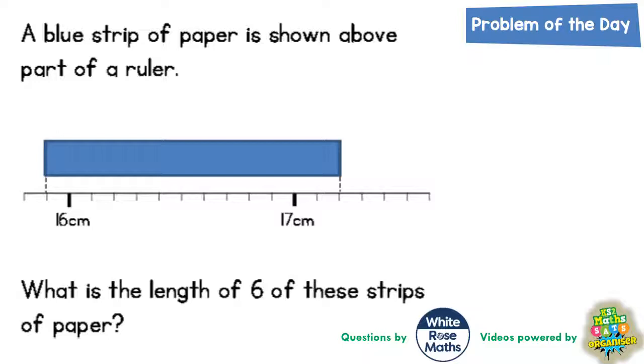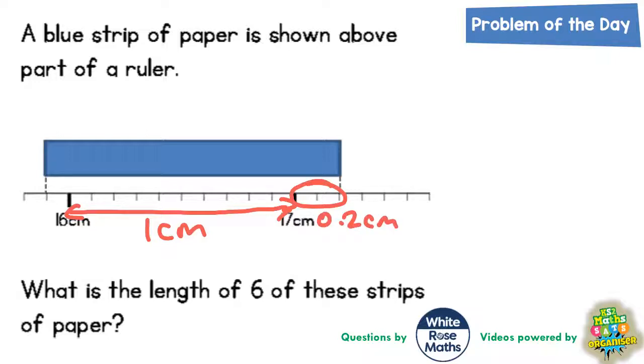Well, the first thing to notice is the gap that goes from 16 centimetres to 17 centimetres on the ruler is 1 centimetre. But we've got this extra bit at the end here, which is 2 little gaps. So that must be worth 0.2 centimetres. And we've got 1 little gap here at the other end, which is 0.1 centimetres.